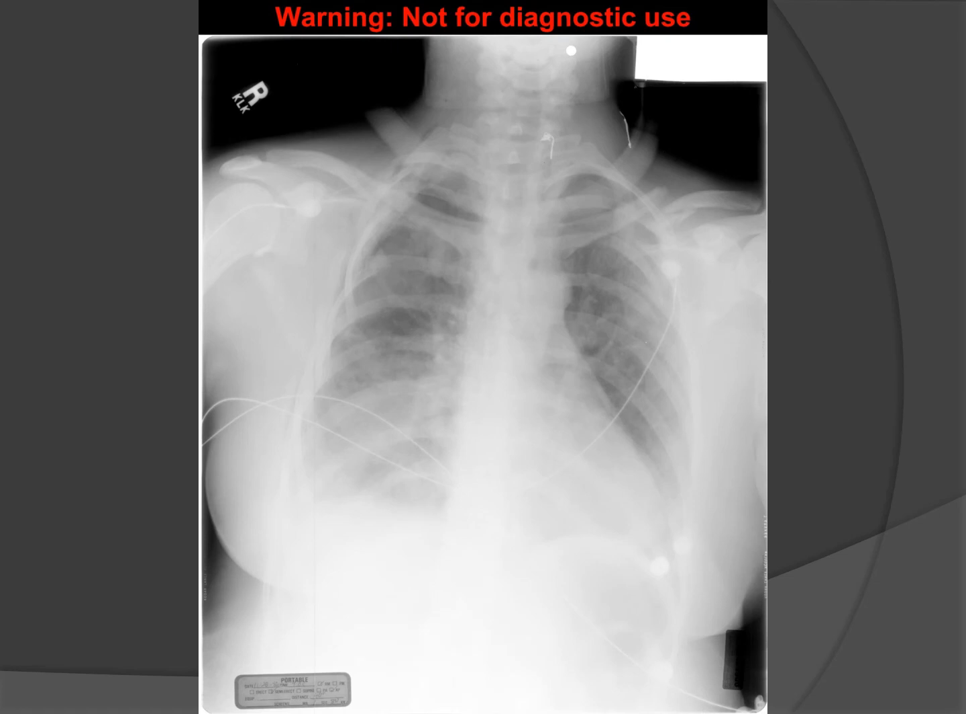We have quite a bit going on in this image. As we can see down here, first of all, this is a film screen image, and there is a sticker down here telling us that it was done portable. So we know that this was likely done in the emergency department. If you notice this white area right up here, that is a C-collar that is still on this patient. So this is a trauma patient. You can see all the leads to the monitors that this patient is hooked up to.